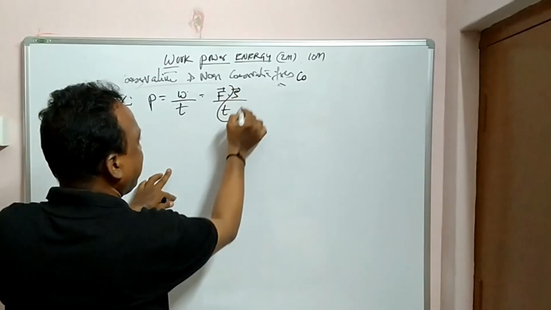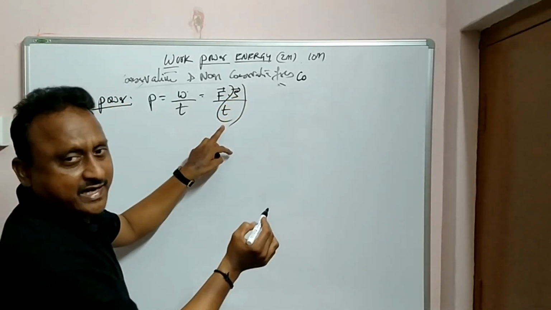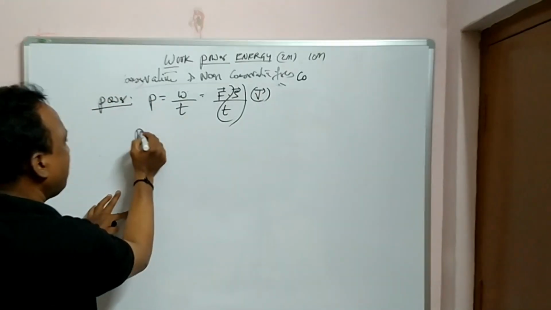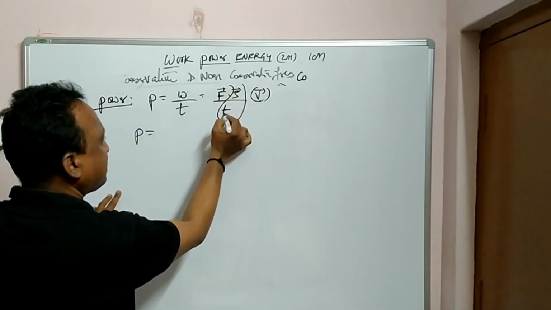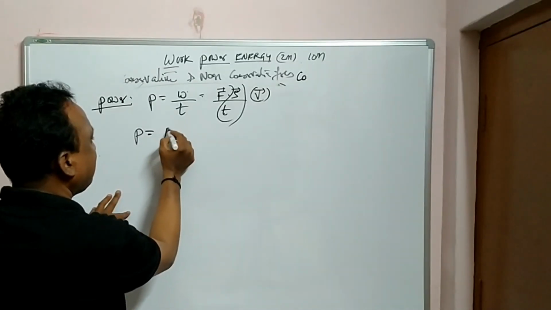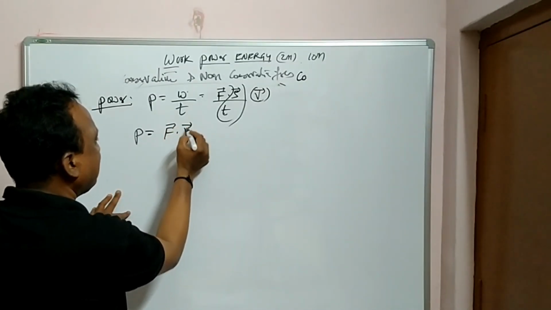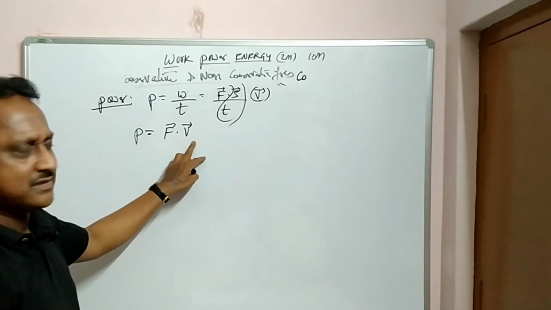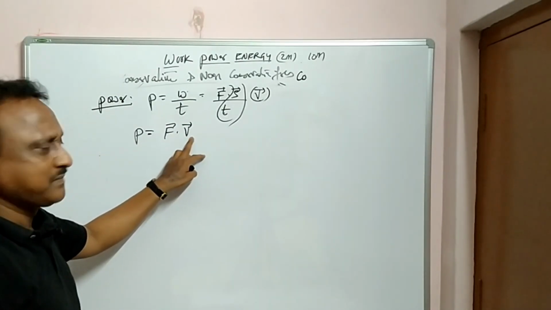And what is S by T? Displacement by time అంటే ఏంటి? Velocity. ఓకేనా? So therefore power ఎలా రాయొచ్చు? Either you can write F into S by T or simply F dot V. That means power is also scalar. That's why it can be expressed as a dot product of two vectors, that is force dot velocity.